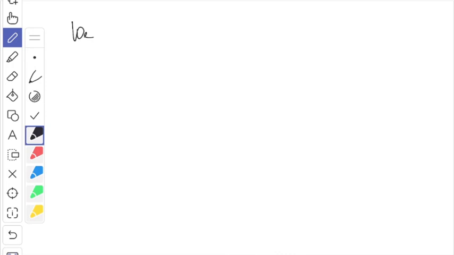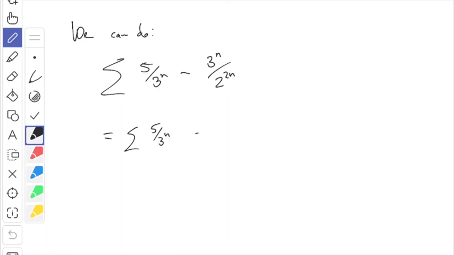So we can do things like, what if I want the sum of 5 over 3 to the n minus 3 to the n over 2 to the 2n? Can you evaluate this series? Well, you could try to add these things together inside with a common denominator and write it as one thing, but that's too complicated. That would probably work actually, but I don't want to go there. We can simply split the thing up: the series 5 over 3 to the n minus the series 3 to the n over 2 times 2 to the n. And then compute each of those two series.